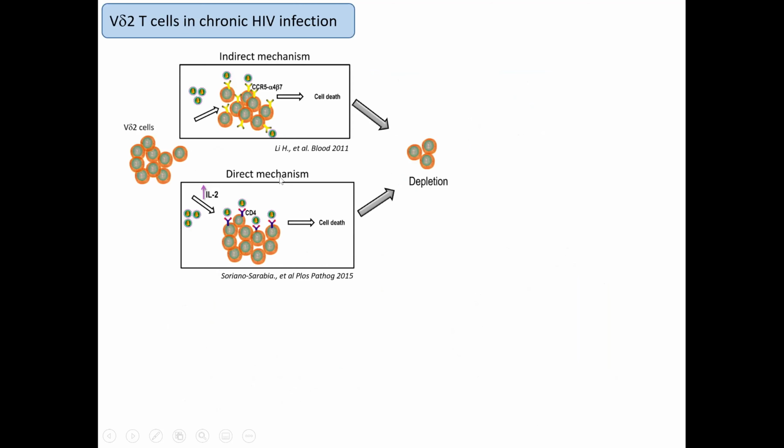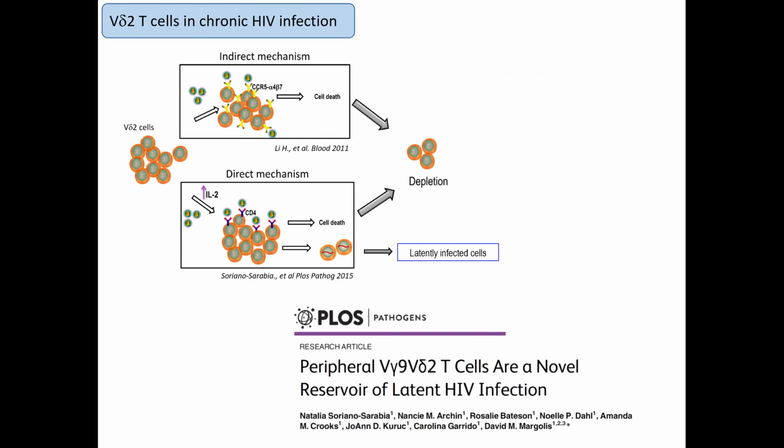So coming back to the chronic part of the HIV infection, this is what I just told you that leads to a depletion. So our next hypothesis was, if VD2 T cells can be directly infected and then they are depleted, are these cells latently infected and could they be a new reservoir of latent HIV infection?